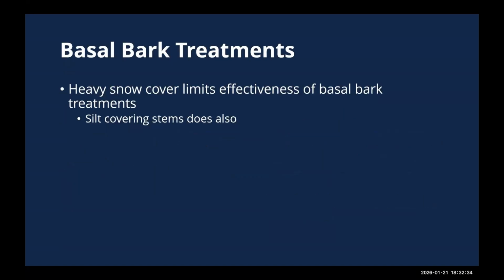Now, in terms of basal bark applications, you can certainly do those in below freezing temperatures because you're using an oil-based herbicide. But if there's a lot of snow on, it tends to limit the effectiveness of that basal bark. So if you've got a lot of snow on, or really wet stems, a really wet trunk, basal bark may not be very effective. And similarly, if there's a lot of silt on those stems or that trunk, it may be less effective as well.